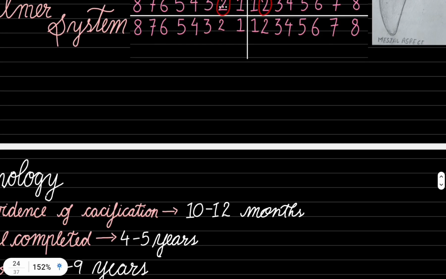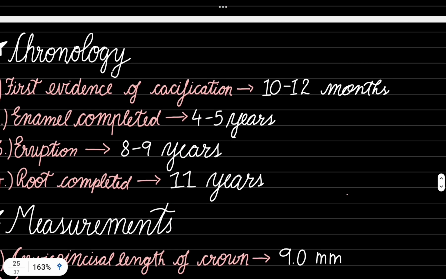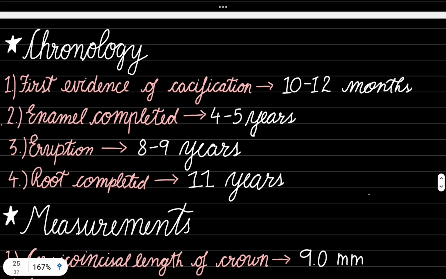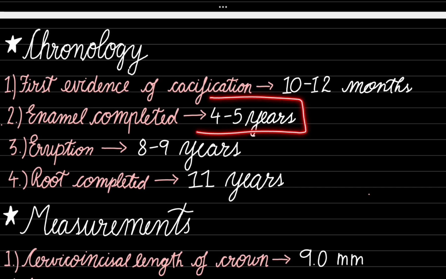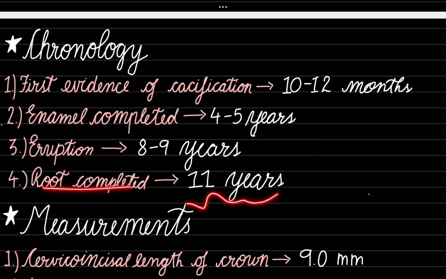Now starting with the chronology, the first evidence of calcification for the lateral incisor will be at around 10 to 12 months. That is, it will start to calcify at around 10 to 12 months of life. Then the formation of enamel is completed at 4 to 5 years. And the most important point, that is the eruption age of the permanent maxillary lateral incisor, is around 8 to 9 years of age, and the root formation is completed at around 11 years.